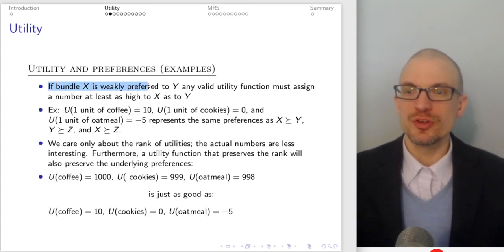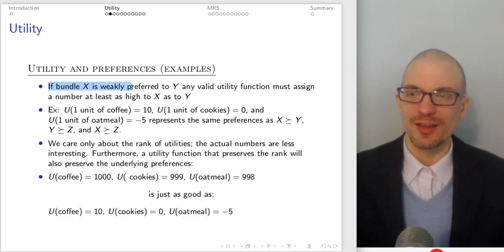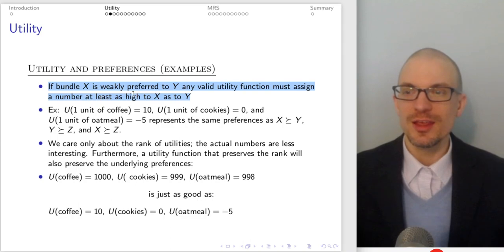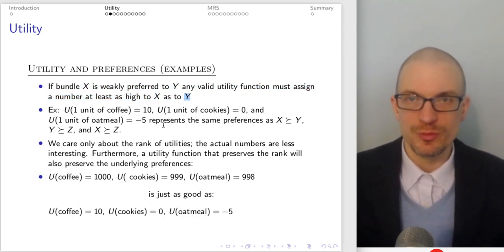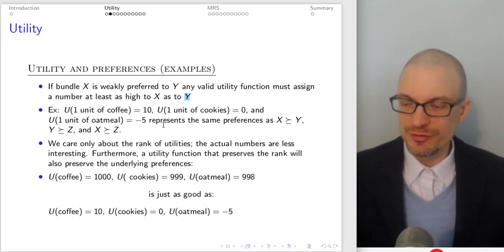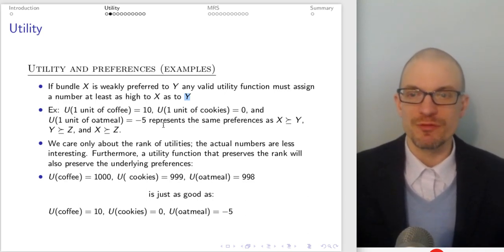So if a bundle X is weakly preferred to bundle Y, any valid utility function must assign a number at least as high to X as to Y. This is elaborating on what I just said. We can have a lot of different utility functions that preserve the same underlying preference structure.